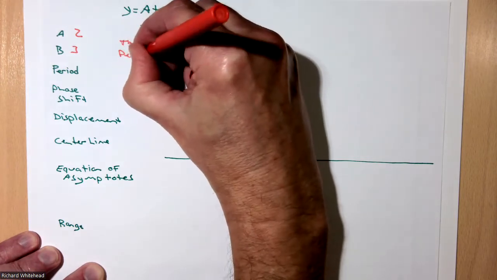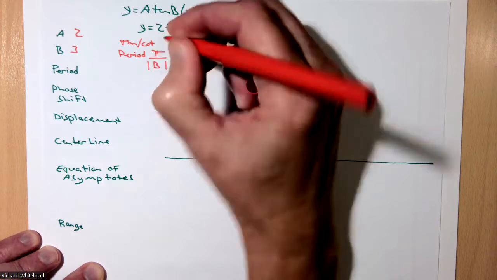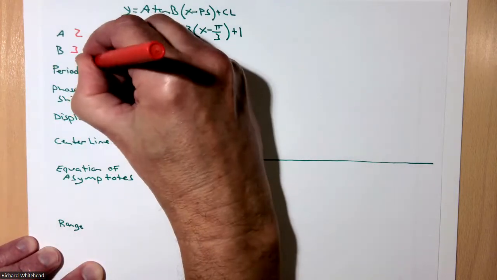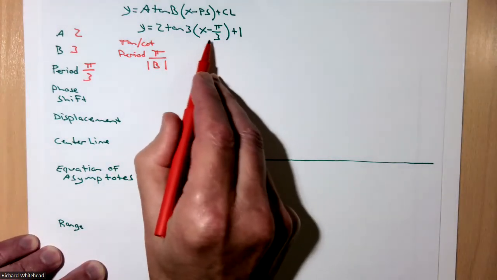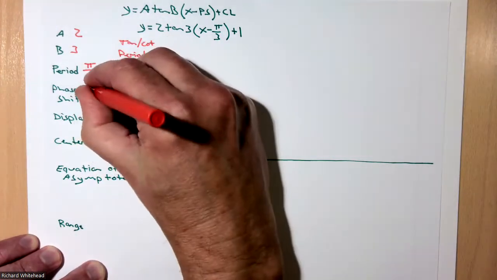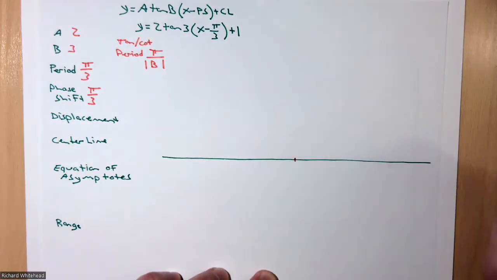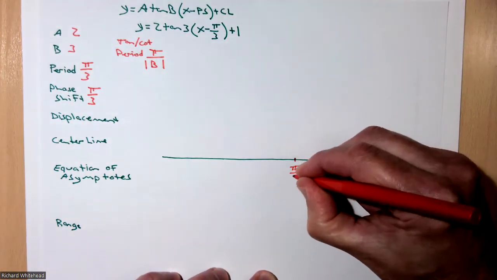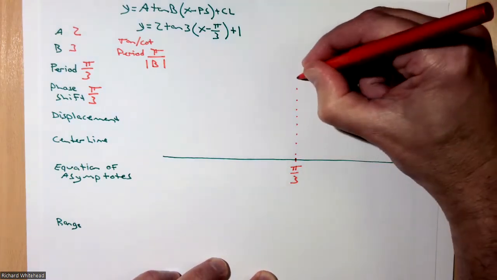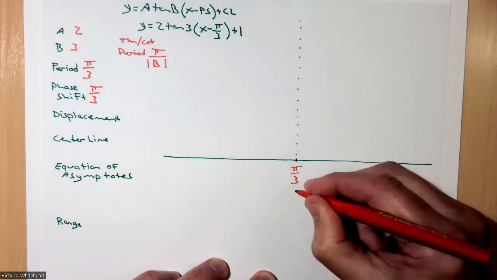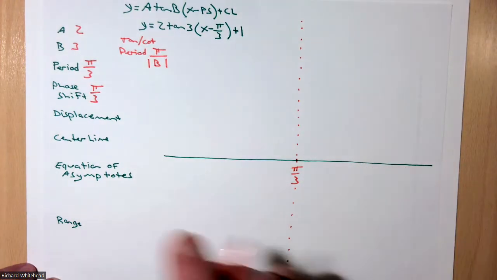let's write it again because it's a big deal. The period is pi over B. So that makes my period here pi over 3. Phase shift is still the zero, the x part. So my phase shift is still x over 3. And once again, I'm going to put that right in the center because that's my new center. So I'm going to put them right in there before I forget anything else.